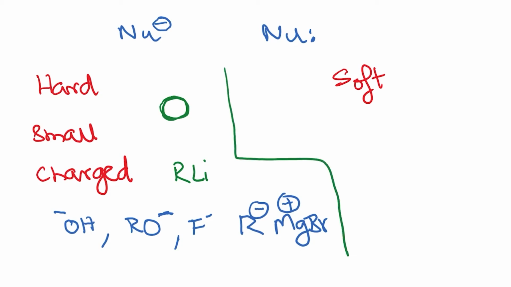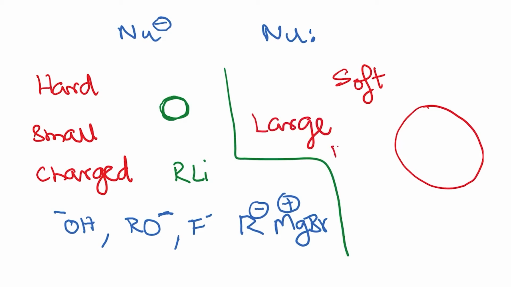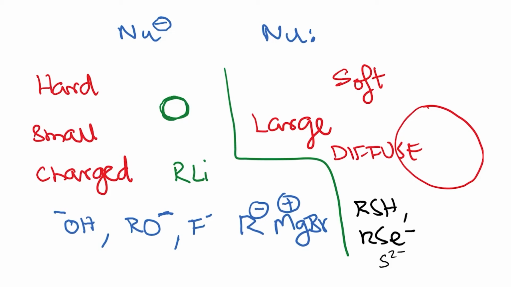On the other hand, soft nucleophiles are large and have a diffuse charge. So they are large atoms and they have a diffuse charge. Examples here are thiols, RSH, RS minus, and then you have S2 minus, which is basically sulfide. You have iodide, I minus, and you also have PPh3 and so on.